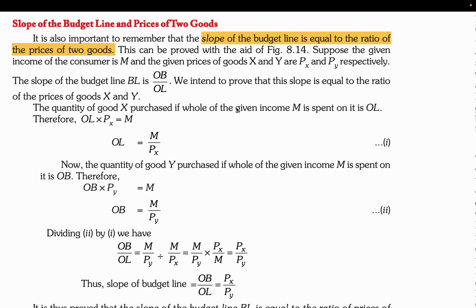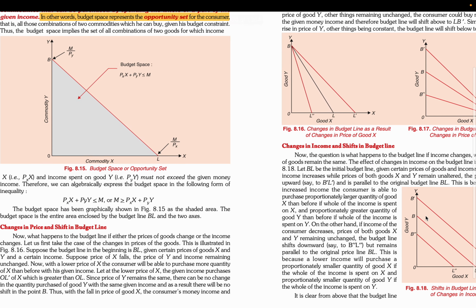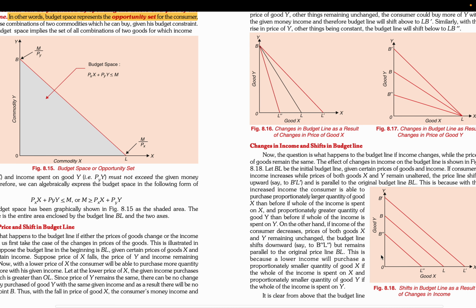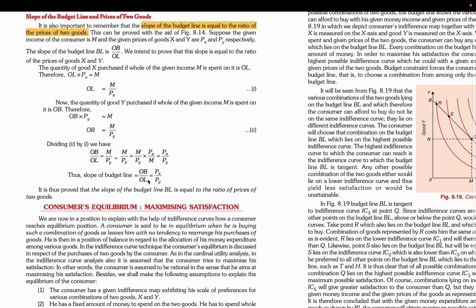This can be proved with the aid of figure 8.14. Suppose that the income of the consumer is M and the given prices of goods X and Y are Px and Py respectively. The slope of the budget line BL is OB by OL. Okay, the slope is OB by OL, change in Y upon change in X, not change actually, the intercepts. We intend to prove that the slope is equal to the ratio of the prices of good X and Y.